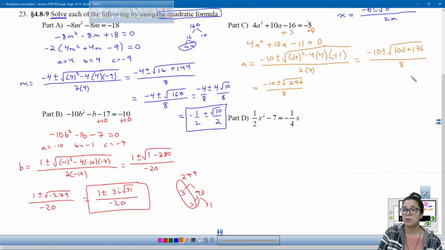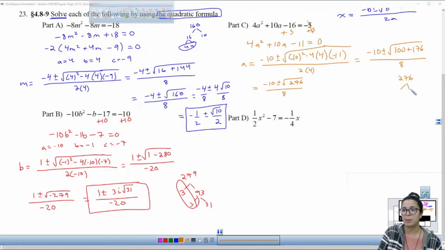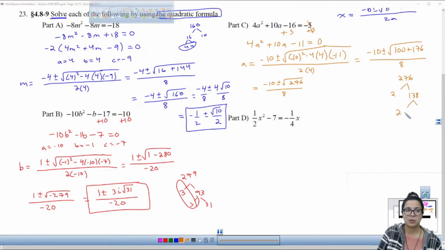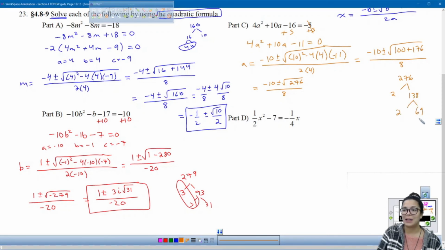276 does also break up. 276 can be divided by 2. We get 138. Divide 138 by 2. We get 69. Divide 69 by 3. You get 23. 23 is prime, so only a 2 comes out. The 3 times 23 will stay on the inside. So you have negative 10 plus or minus the 2 that comes out times the square root of 3 times 23, which is 69, all over 8.